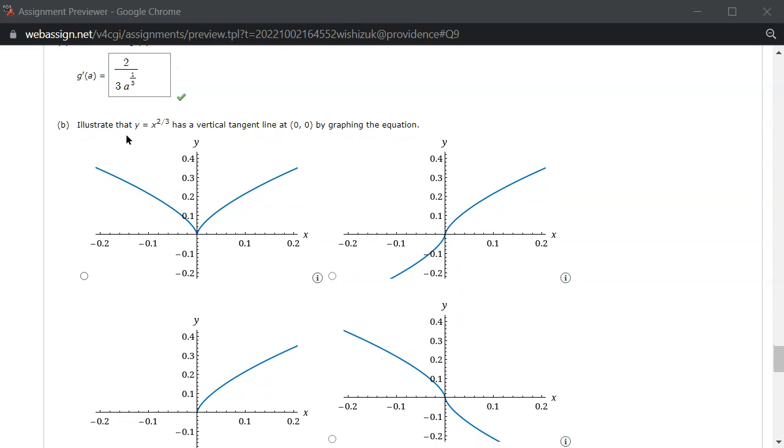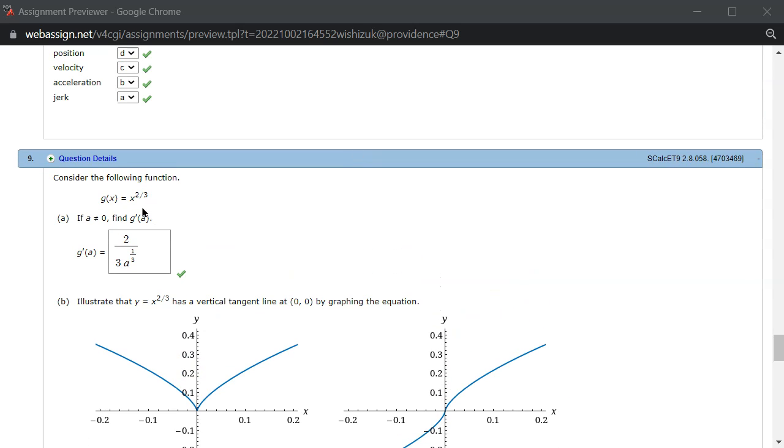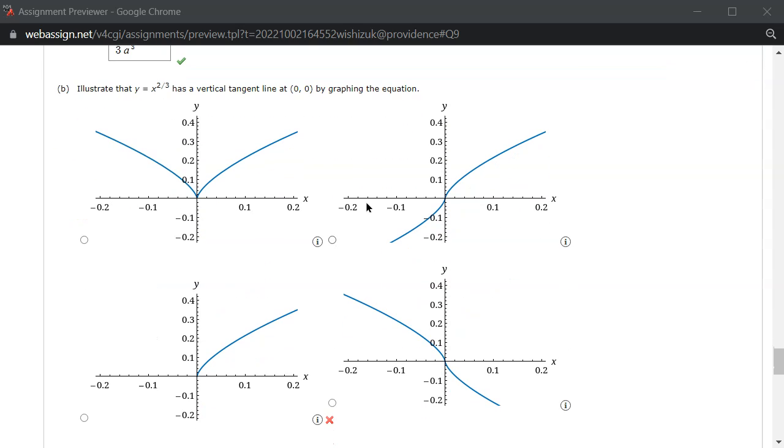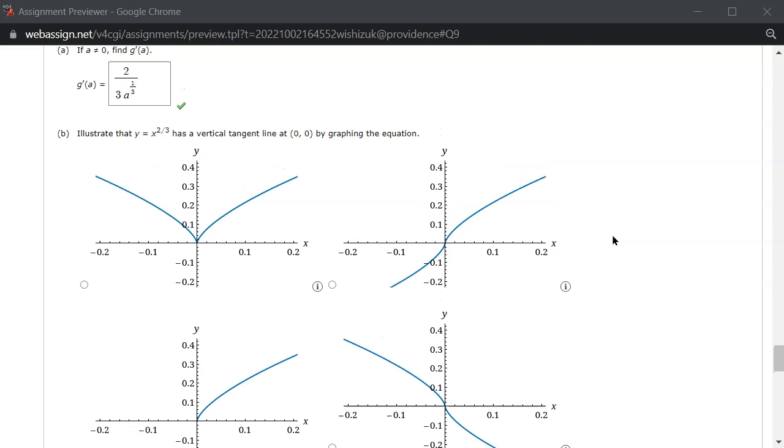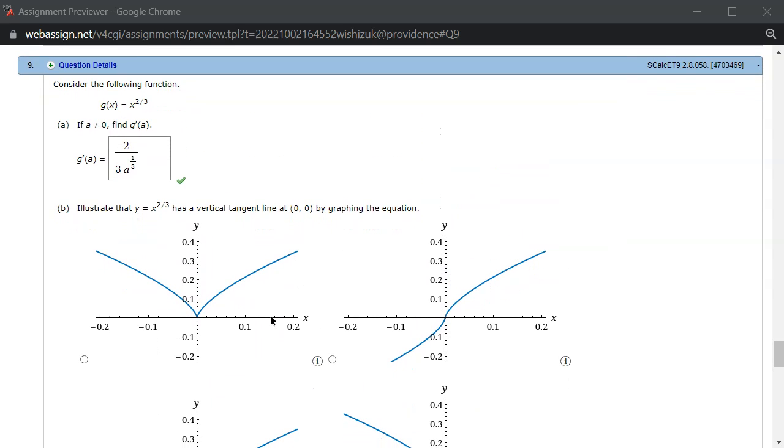Illustrate that y equals x to the 2/3 power has a vertical tangent line. You can see that x to the 2/3 power is going to be an even function because there's a square there. So you can see that these are not pictures of an even function. By just knowing that the function is even, the picture should be this one here.